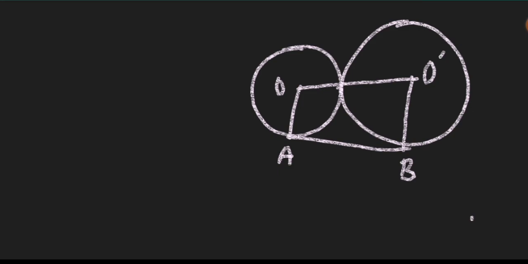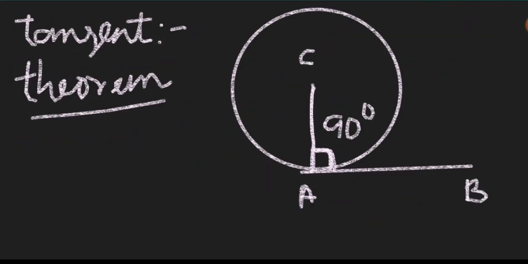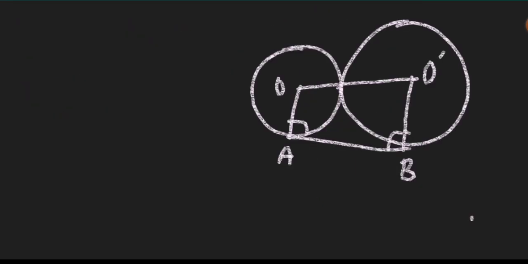The quadrilateral formed here has two right angles, because I mentioned already that if we have a tangent to any circle touching it at one point, the angle between the radius of the circle and the tangent is always 90 degrees. Now here we can apply the same theorem. This quadrilateral OO dash BA has two right angles, that is angle OAB and angle O dash BA.